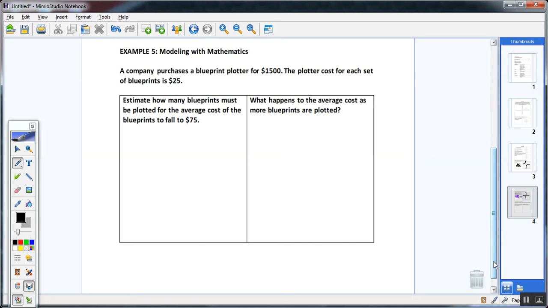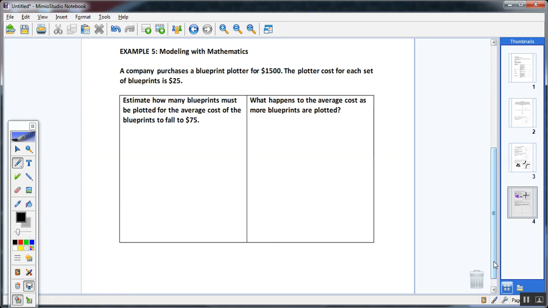Company purchased what? What's a blueprint plotter? Anybody know that? It's a machine that makes blueprints. You ever seen any of those that makes the big diagrams and the big drawings? They're like a great big printer. They're like this wide, and they stand on legs, and they make all kinds of stuff. Okay. Sam, did you have a question? I don't think so. Okay.